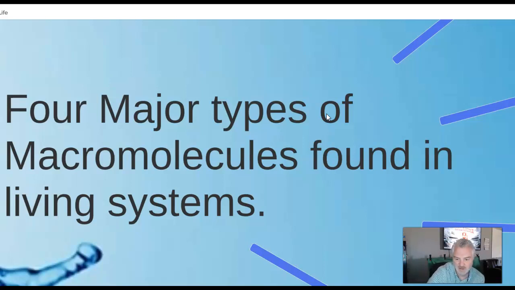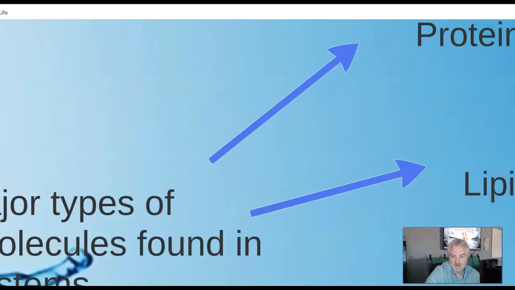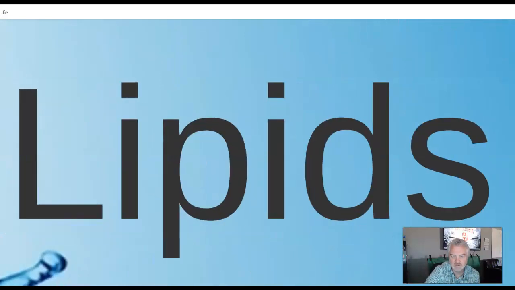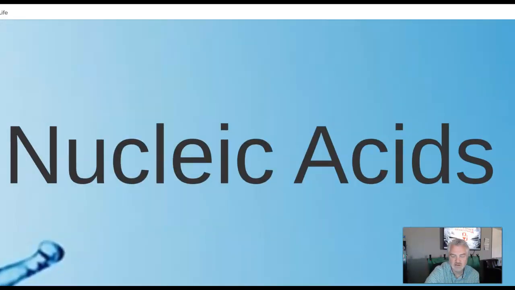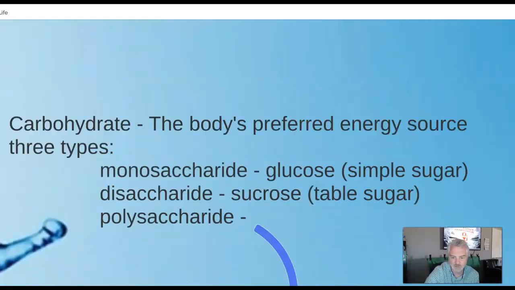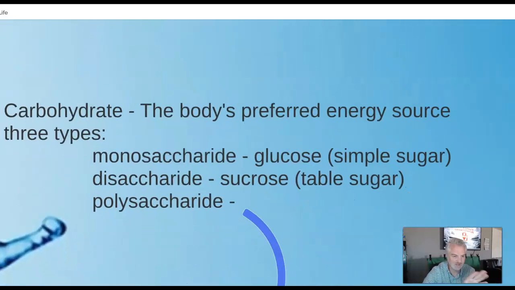So let's talk about these living systems here. The four major ones that are found in living systems, they are proteins, lipids, nucleic acids, and carbohydrates. So the last one here that we mentioned is the first one we're going to talk about. Carbohydrates is typically your body's preferred energy source. There's three main types that we will talk about.